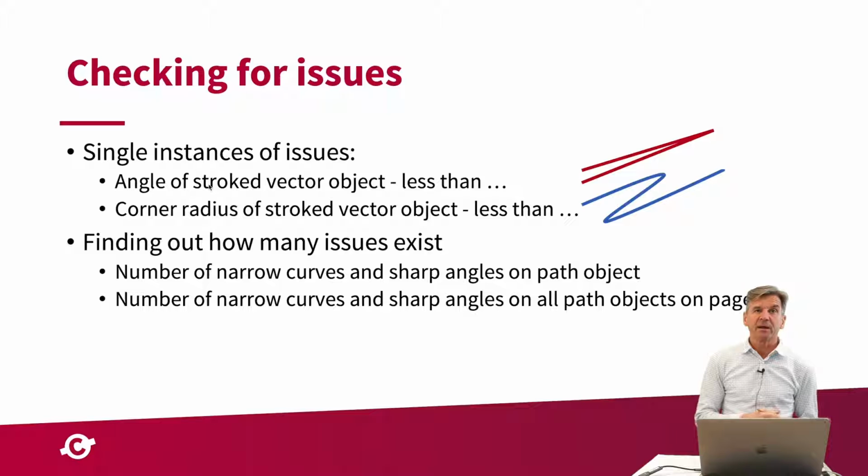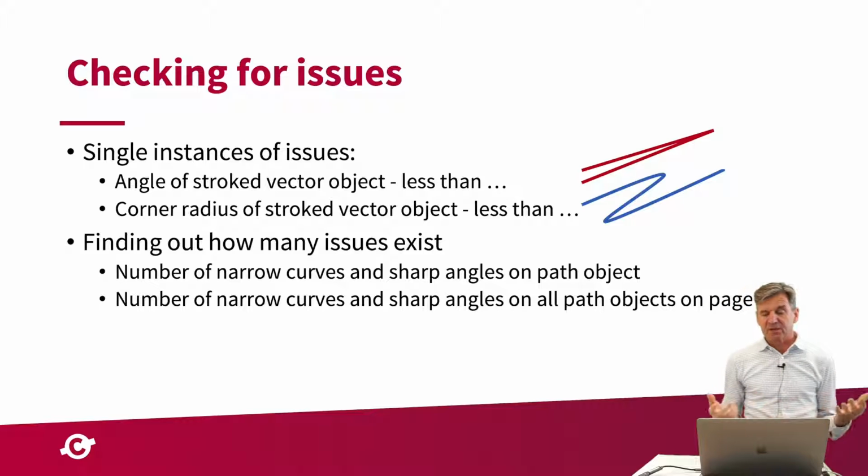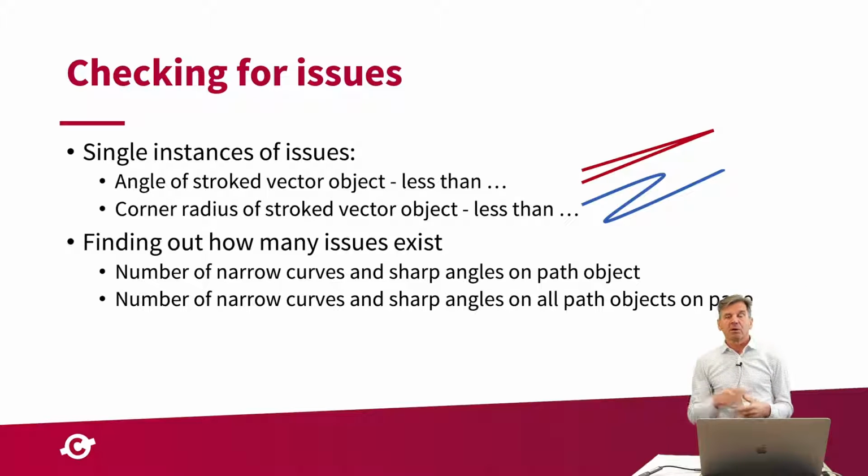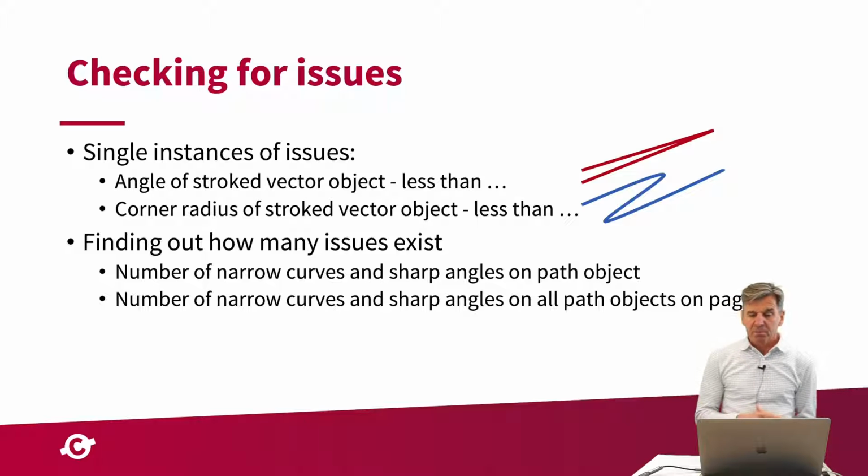There is a new check, angle of stroke vector object, and then you can say is less than, and then you have to find out what value works for you. And you can do the same for small corner radiuses. Now you may say, isn't a small corner radius pretty much the same as a sharp angle? It somehow is. For pdfToolbox, there's a difference. As you can see here, an angle is really two lines or straight objects that go into a point and then leave the point in another direction, so that you have an angle.